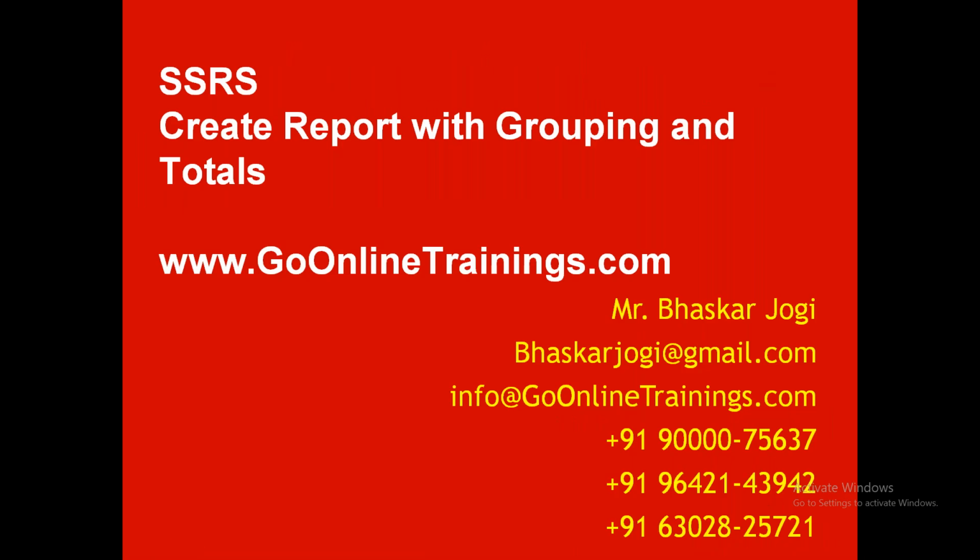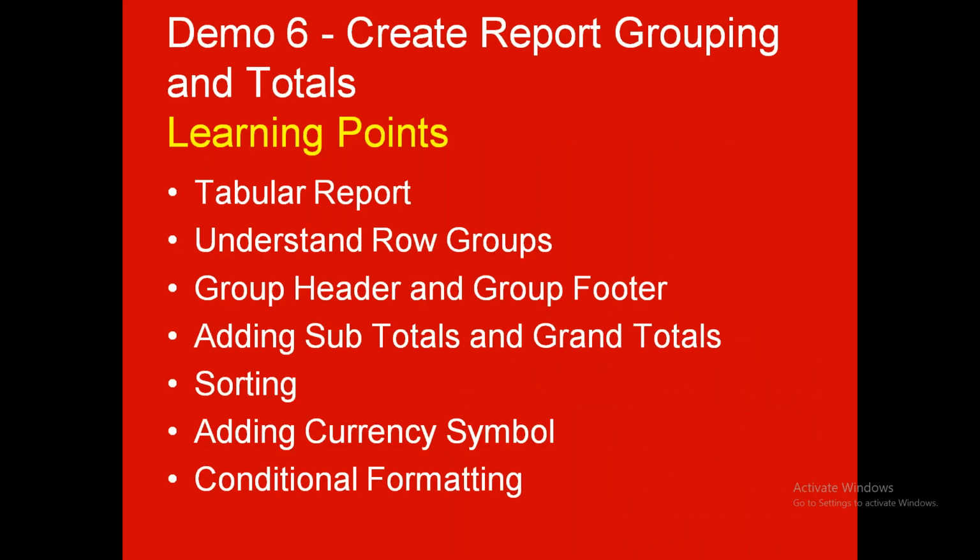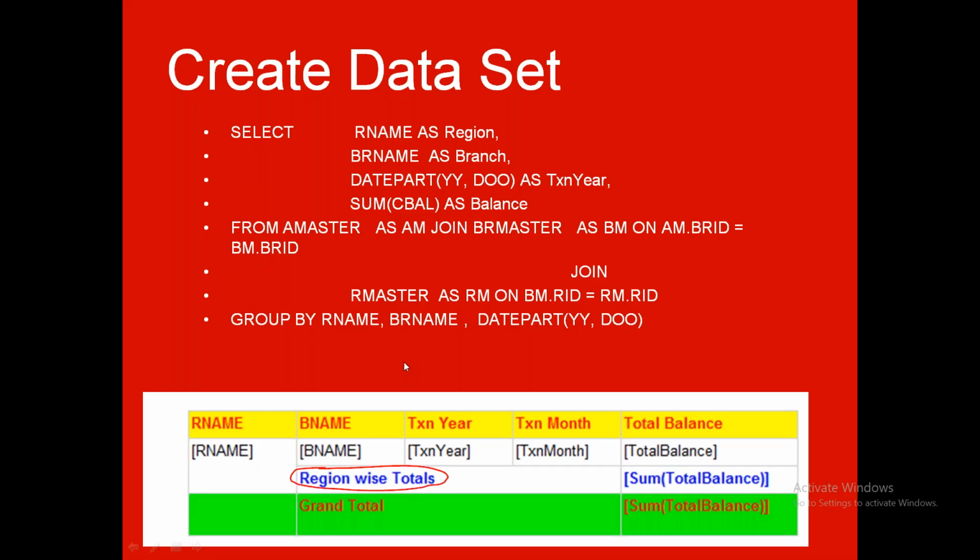So, how to create a report with grouping and totals. It's a very simple report, and let us understand what grouping is, what totals are, and how to use them. Clear? So, the learning points are: tabular report, understand how groups are going to work, group header and group footer, adding subtotals and grand totals, sorting, adding currency symbols, and conditional formatting. So these are the learning points that we'll have today.